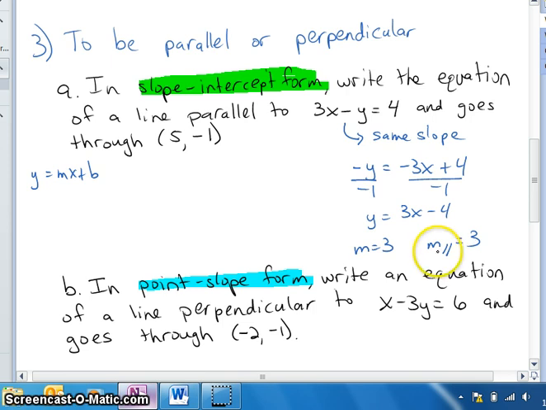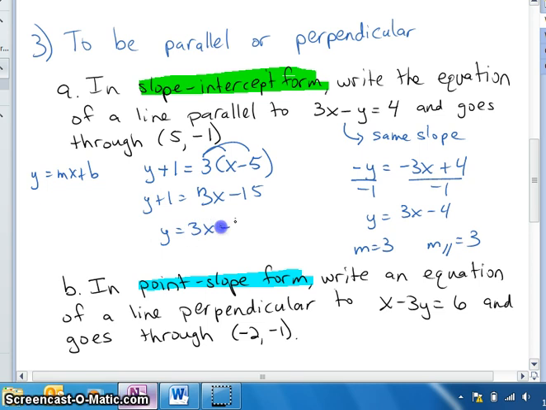So there's my slope, and it has to go through the point (5, -1). Well, that's not the y-intercept, so I can't use y = mx + b yet. But I can first make it point-slope form, and then distribute. Now it's in slope-intercept form, and I'm done.